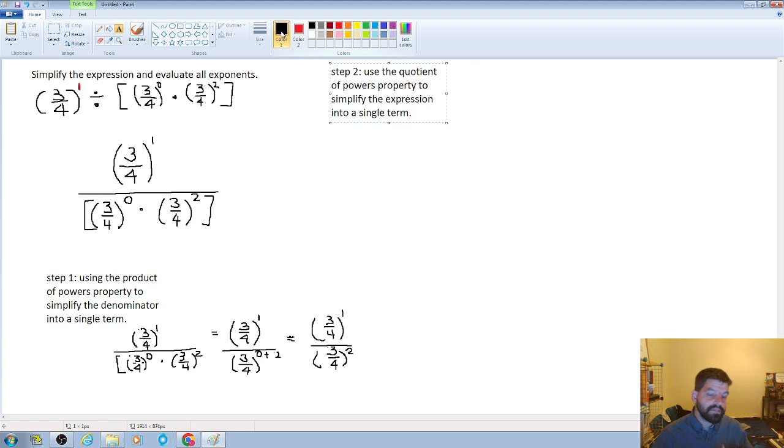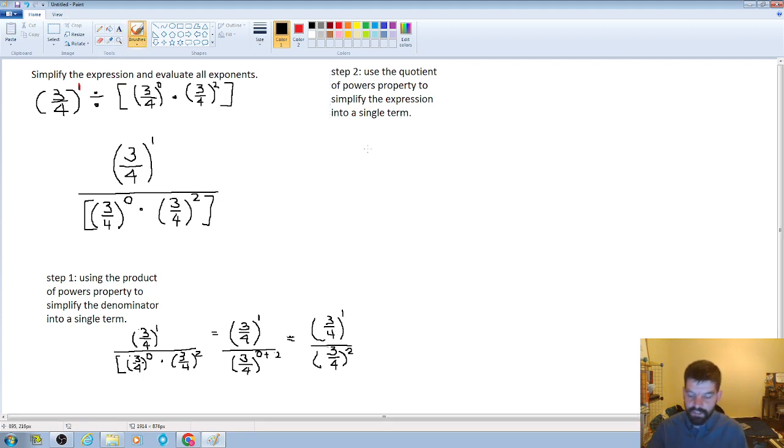So remember, very similarly to the product of powers property, the quotient of powers property tells us that if we have a quotient of two bases that are the exact same, then we can subtract their exponents, or take the difference of their exponents, to make it a single expression. So here we have 3/4 to the 1, or to the first. And again, this is where putting the 1 as a placeholder really does justice here.